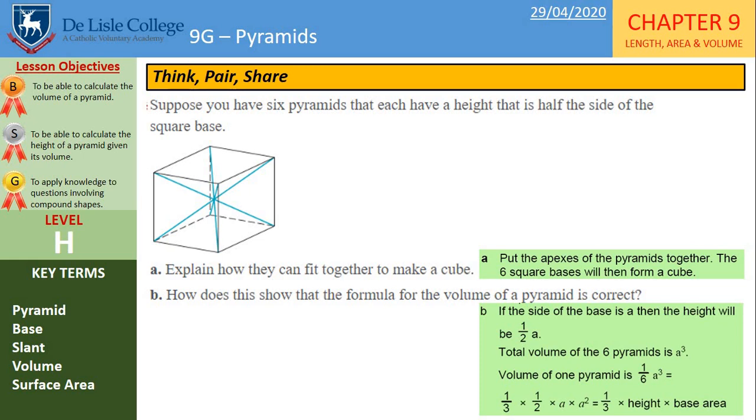And the total volume of the cube is going to be A multiplied by A multiplied by A, so that's A cubed. But that's also the volume of all 6 pyramids together. That means one pyramid is 1/6 A cubed, which can be written as a third times half A times A squared. So that gives us a third. The half A was the height and A squared was the base area. So really well done if you came up with that yourself, because that is quite challenging.